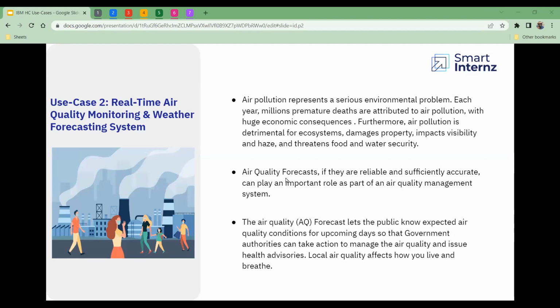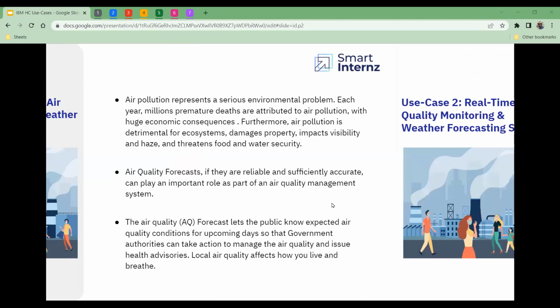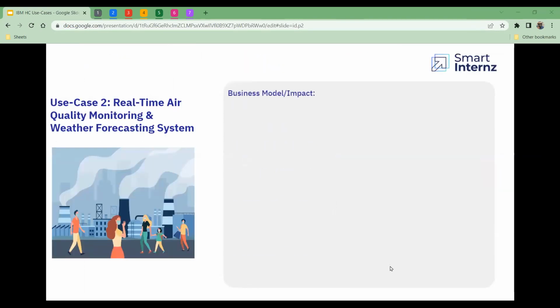Okay, as we discussed, for every solution there will be a business model or a business impact, from which we can generate revenue. So we can offer this forecasting system and collaborate with the government, the state government or central government, so that they can effectively use our system, and we can generate some revenue through that. And we can also provide these services to airline companies.